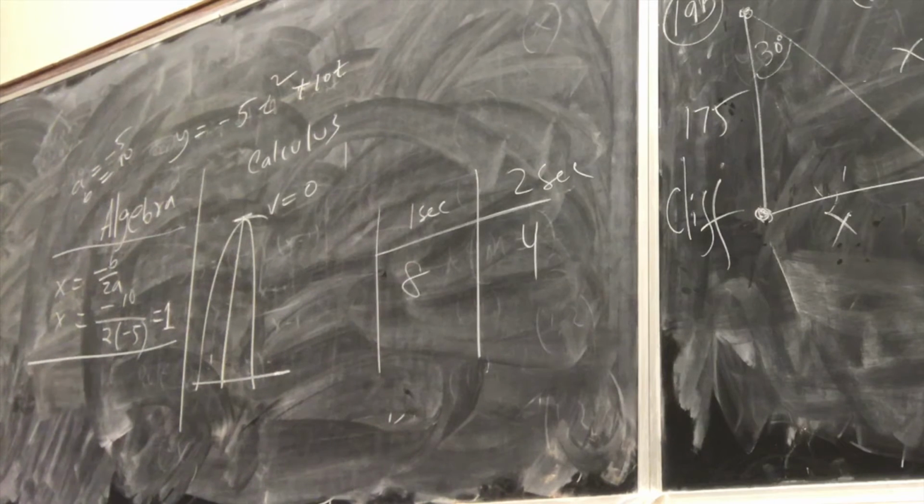So at 1 second, we have to put 1 inside. F of 1 is what? Minus 5 plus... Why f of 1, not y of 1? We are using the algebra. We are not using the calculus.